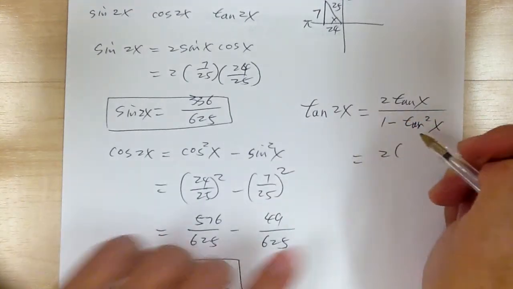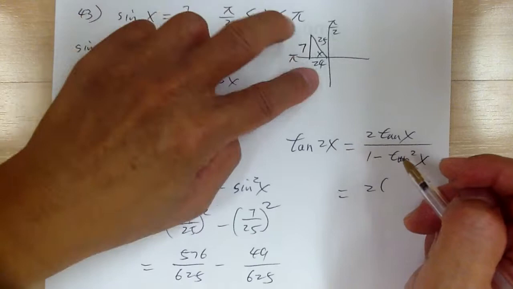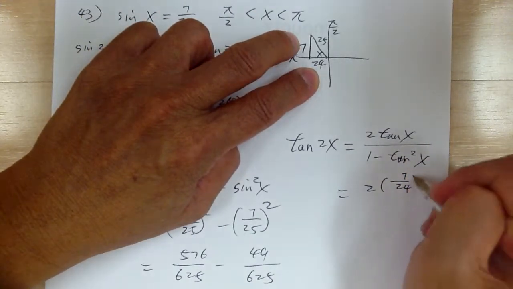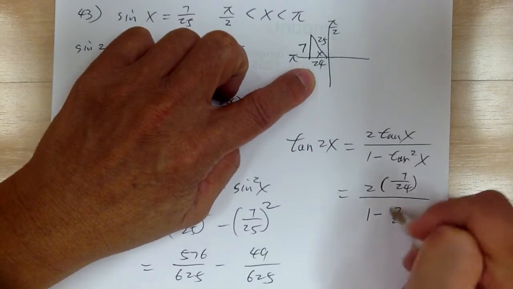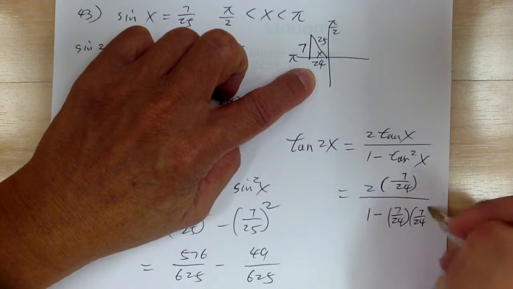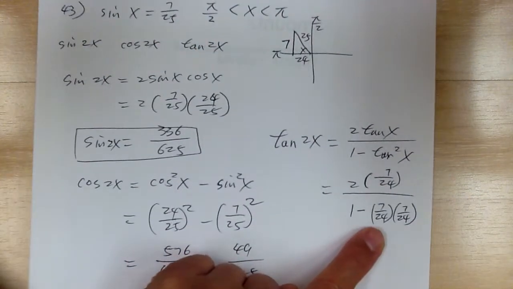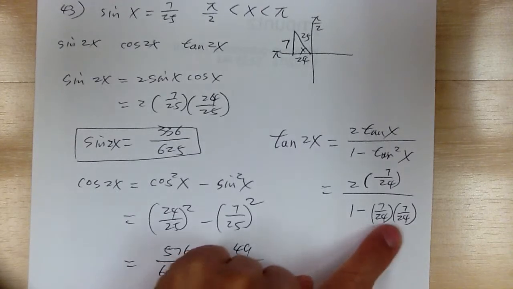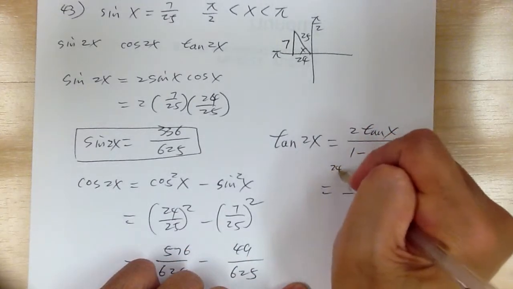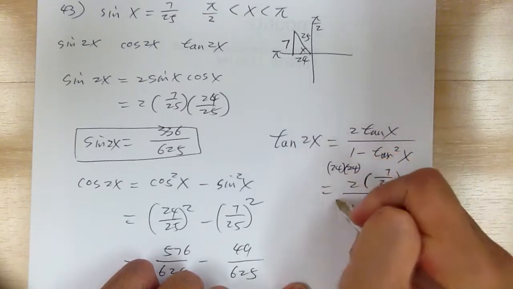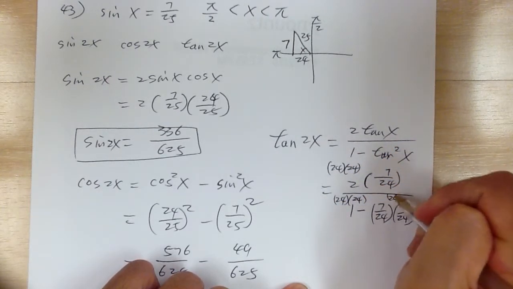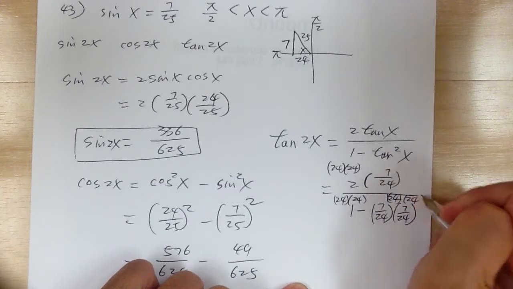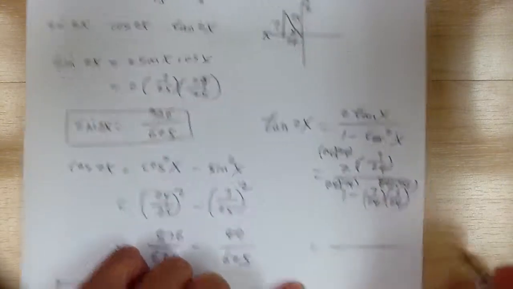So it'd be 2 times... tangent x is sine over cosine. So it'd be 7 over 24 over 1 minus 7 over 24. I'm going to write it out twice, so that when I multiply by my common denominator, it reminds me that I have to do it twice. So it'll be 24, 24, 24, 24, 24, 24. Okay? So now I'm ready to simplify.